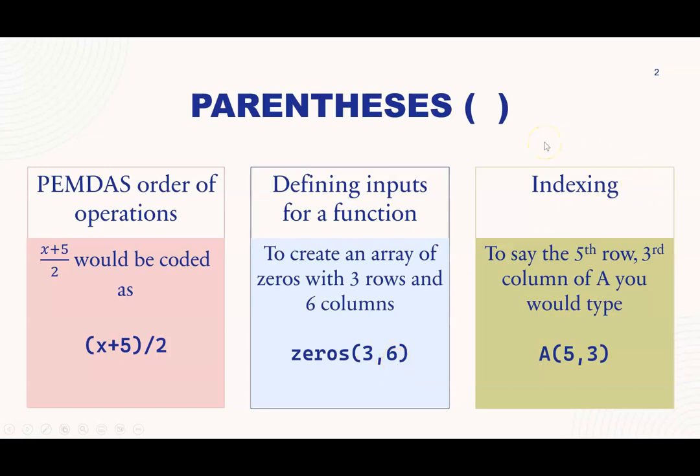And lastly, we use our parentheses when we are indexing. So when we are referencing a specific row and column or a specific index in an array, that's when we use parentheses. So we would put the array name, let's say A, and then enclosed in the parentheses would be our indices.